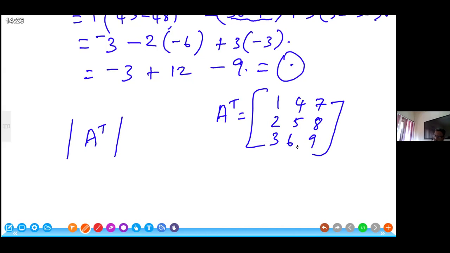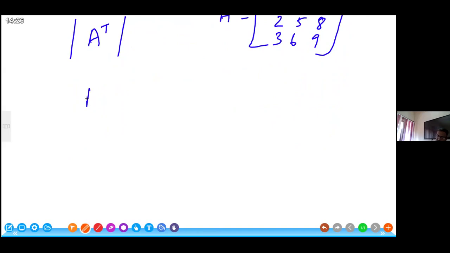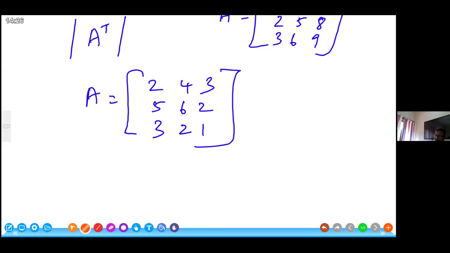No, we will do it for some other example. Here it doesn't work. I will say A is equal to the matrix 2, 4, 3, 5, 6, 2, 3, 2, 1. Can you find out the determinant? Then we will find out the transpose. First find out the determinant.